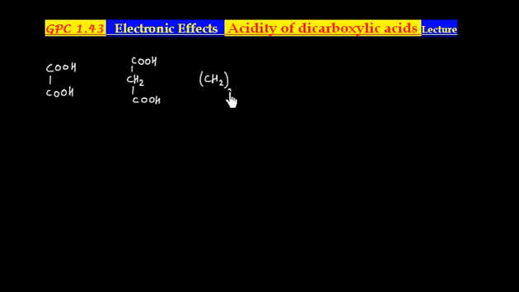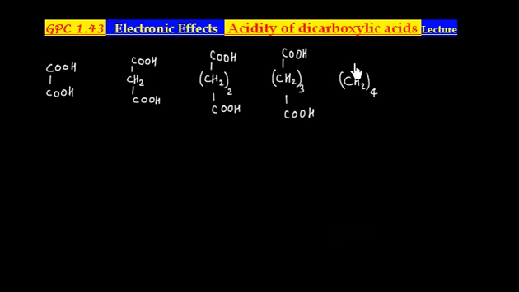If I have two CH2 in the middle, this is also a case of dicarboxylic acid. We can have 2 CH2, 3 CH2 in the middle. So this is a dicarboxylic acid. Similarly, we can have more dicarboxylic acids.